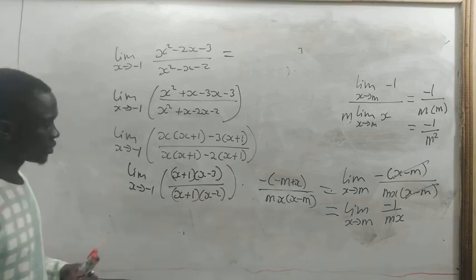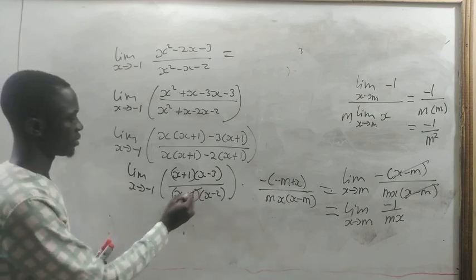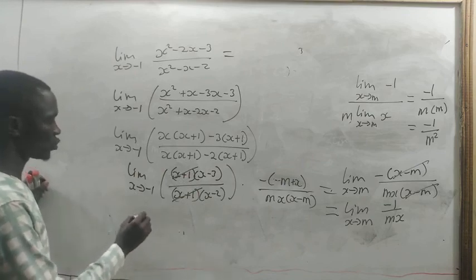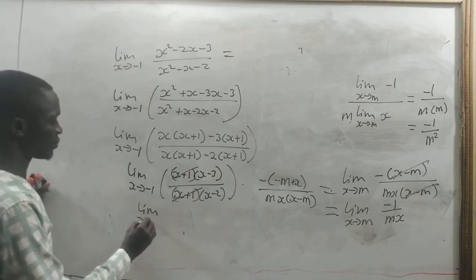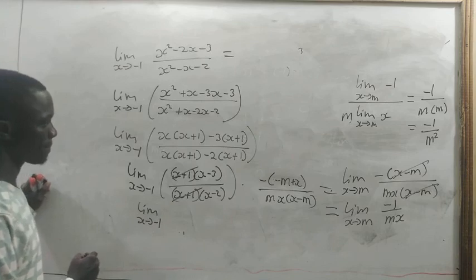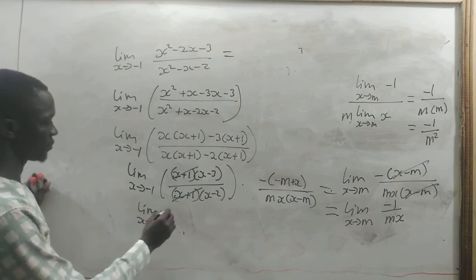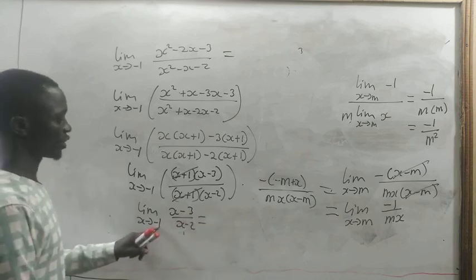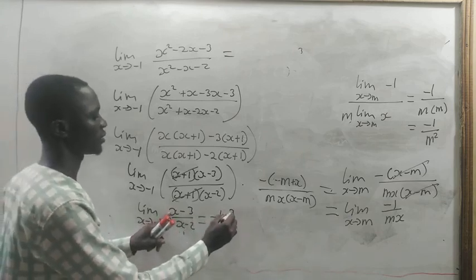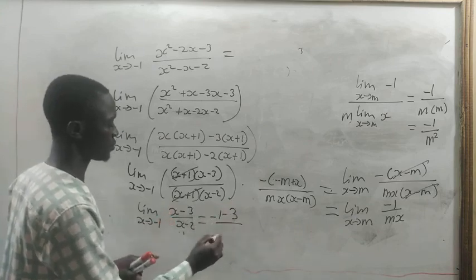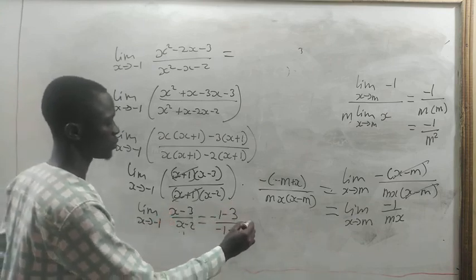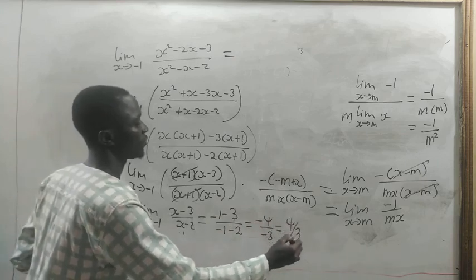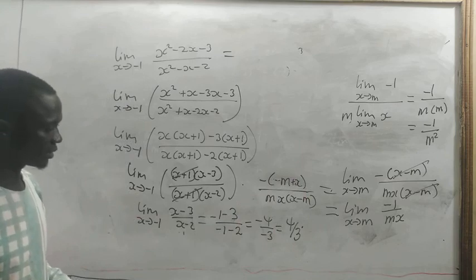So here the common factors will cancel out. So we have the limit as x approaches negative 1 of (x minus 3) divided by (x minus 2). And upon direct substitution, I have negative 1 minus 3 divided by negative 1 minus 2. That's negative 4 divided by negative 3. That is 4 over 3 as our final answer.